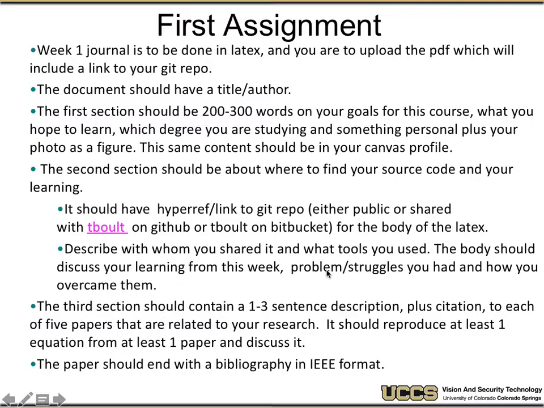And then finally, you should have a section that contains at least 5 papers that are related to your research area with 1 to 3 sentence descriptions of each. So a short summary of those 5 papers and a proper citation to each. And you should reproduce at least 1 equation from at least 1 paper and discuss it. This is practicing typesetting an equation, right? And so you know how to do that. And then the paper should end with a properly formatted bibliography reference section in IEEE format.